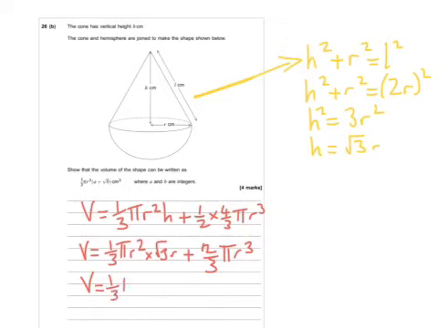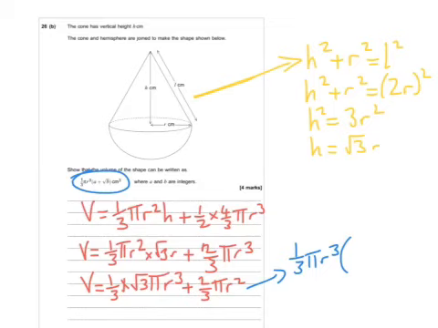Now then, we've got to give it in this form, so we've got to take out a factor of 1/3 pi r cubed, and when I take that out, we end up with a √3 plus 2, or 2 plus √3. I mean, it doesn't really matter which way round they are, but there you go.